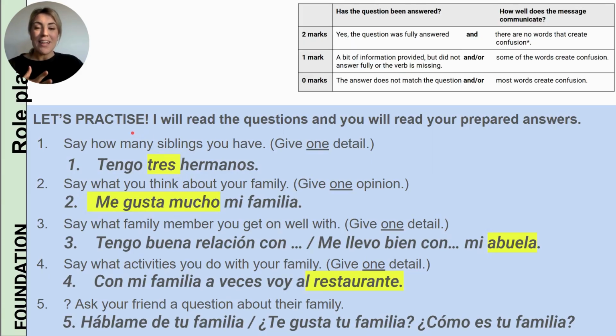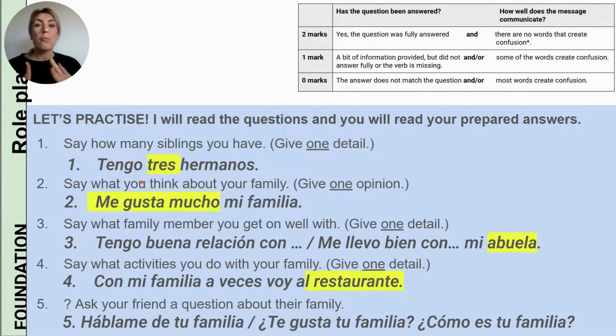Right. So, ¿estás hablando con tu amiga española? Vamos a hablar. ¿Cuántos hermanos tienes? ¿Qué piensas de tu familia? ¿Con quién te llevas bien? ¿Qué haces normalmente con tu familia? Es genial.